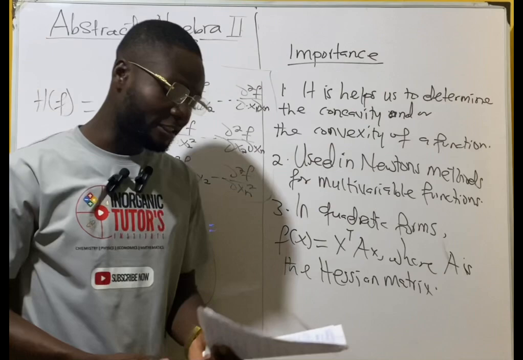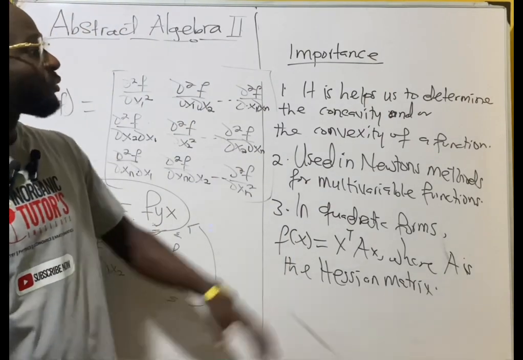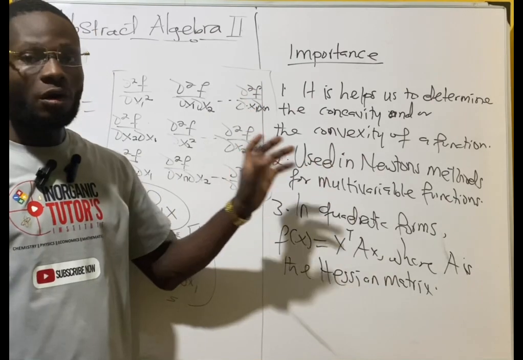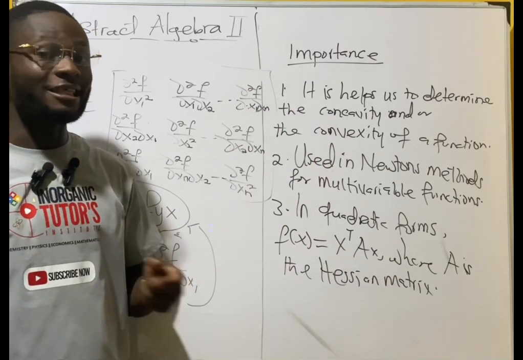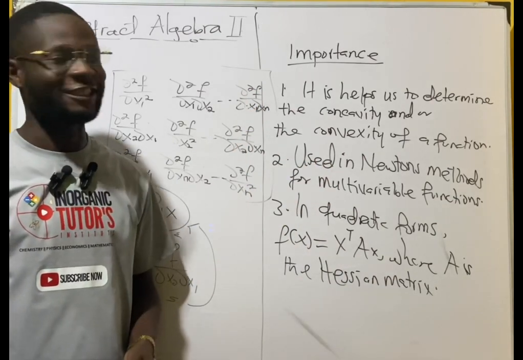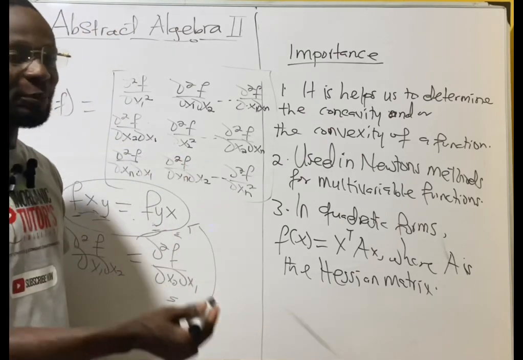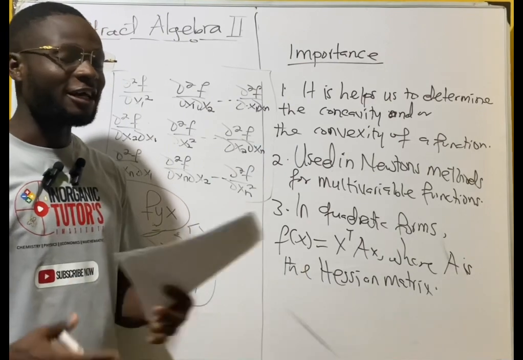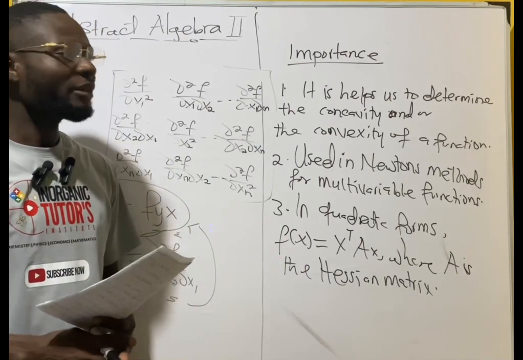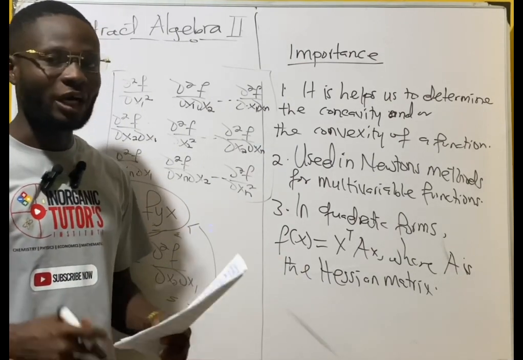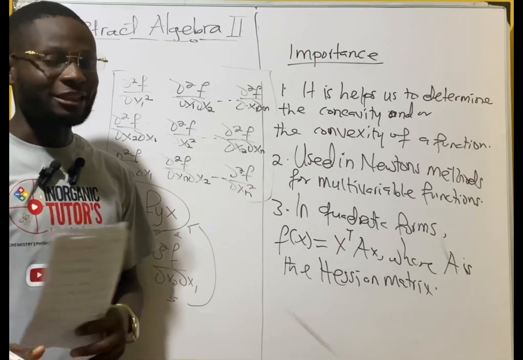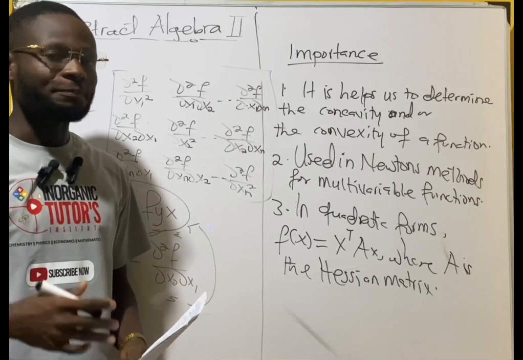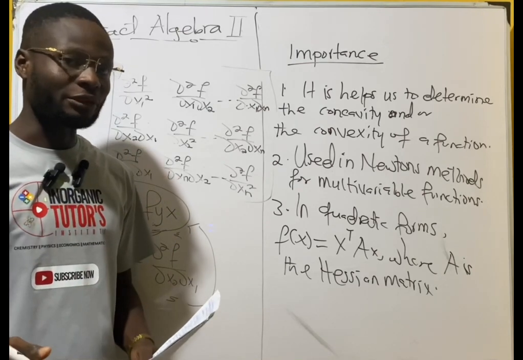Where A is the Hessian matrix. All right, so these are a few of the importance of the Hessian matrix. Now that we know the importance and we know a little bit about the Hessian, let's look at some structured examples that will help us to determine the Hessian matrix.